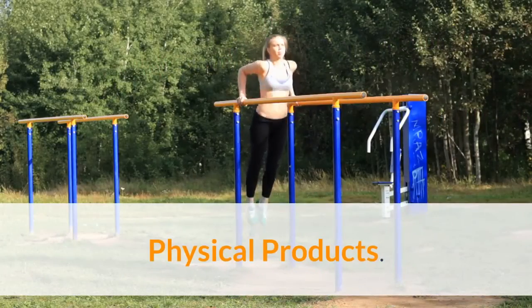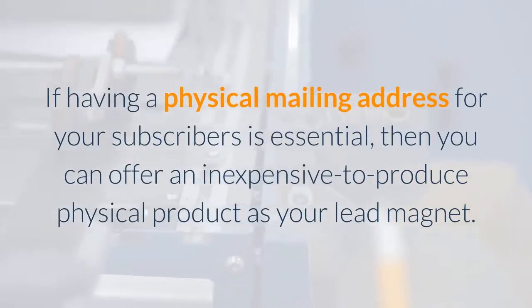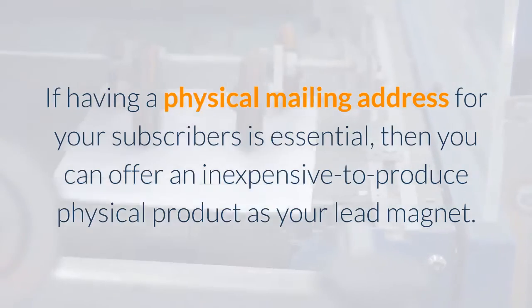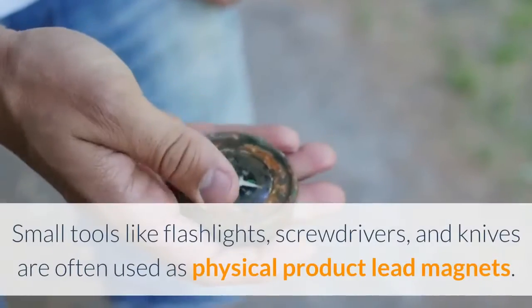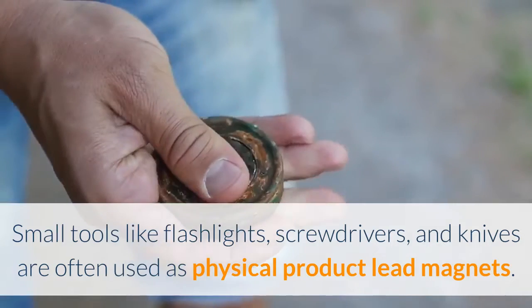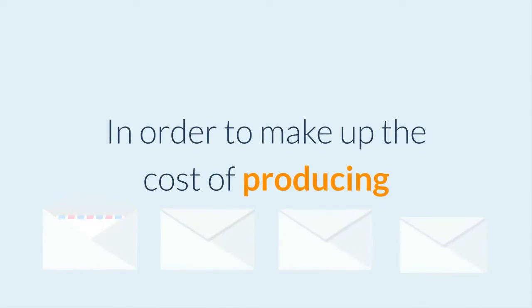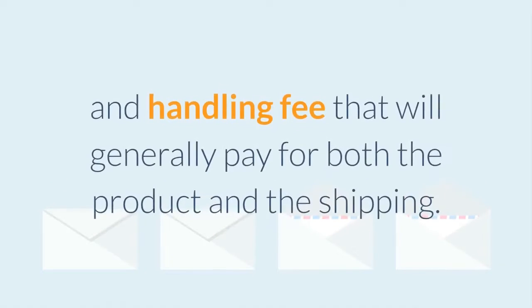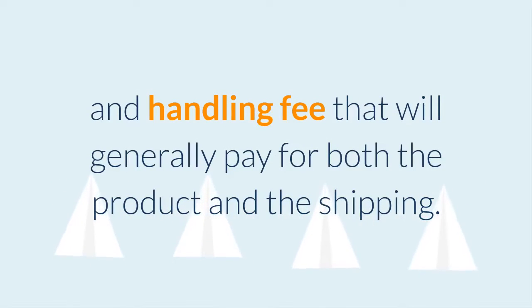Physical products. If having a physical mailing address for your subscribers is essential, then you can offer an inexpensive to produce physical product as your lead magnet. Small tools like flashlights, screwdrivers, and knives are often used as physical product lead magnets. In order to make up the cost of producing and mailing a physical product, you can also charge a small shipping and handling fee that will generally pay for both the product and the shipping.